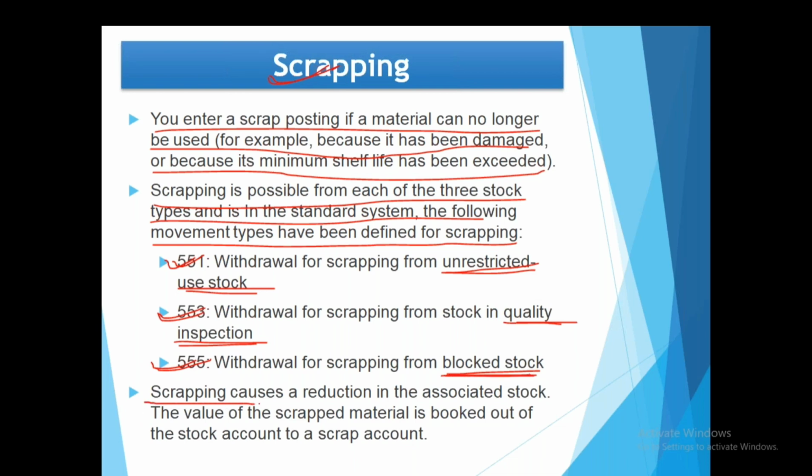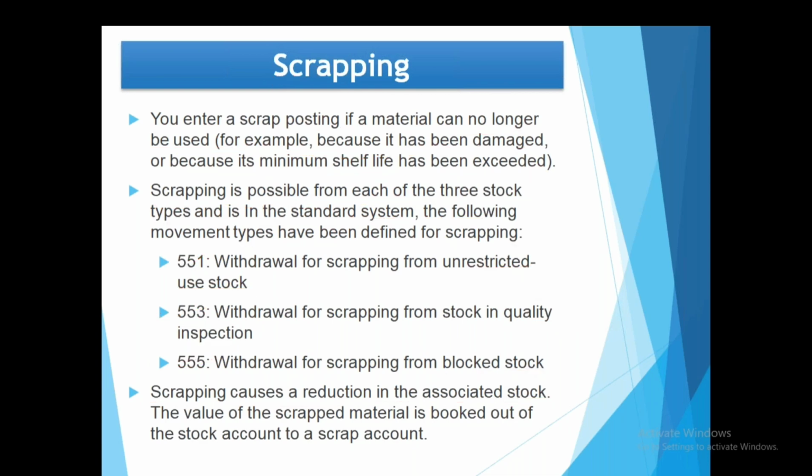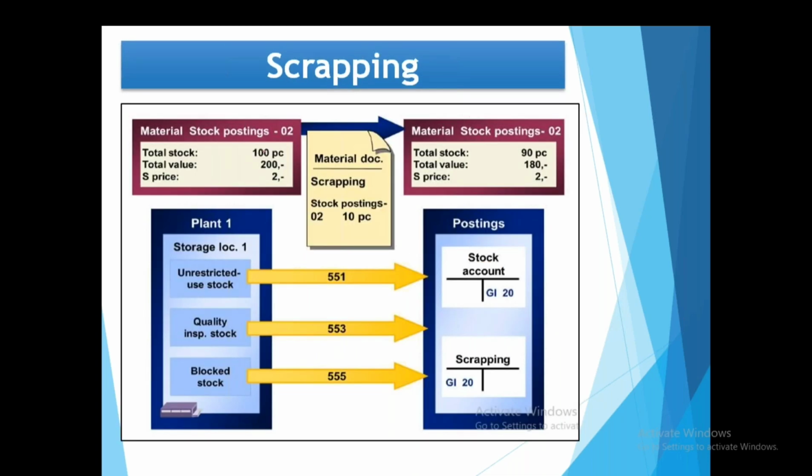So scrapping causes a reduction in the associated stock. When you do the scrap, stock will get reduced. Stock will get written off from the system. Let's say you have a material with a stock of 100 pieces. Now you decided that you want to scrap 10 pieces. So when you do this scrapping, the stock will become 90 pieces, and at the same time, the value also will get adjusted to 180.